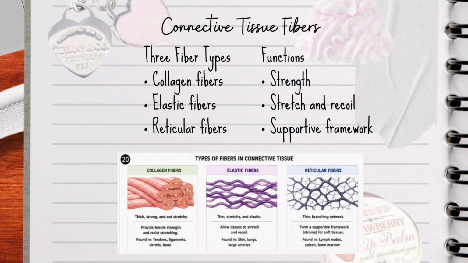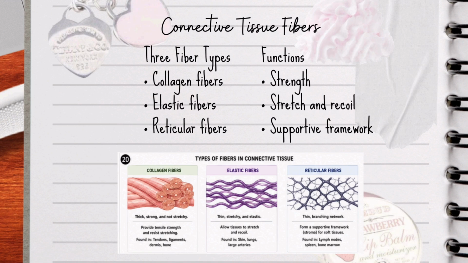The first type is the collagen fiber. Collagen fibers are thick and extremely strong, providing excellent resistance to pulling forces. They're especially abundant in tendons and ligaments. The second type is the elastic fiber. These fibers can stretch and return to their original shape, making them ideal for structures such as large arteries, certain ligaments, and the respiratory tract.